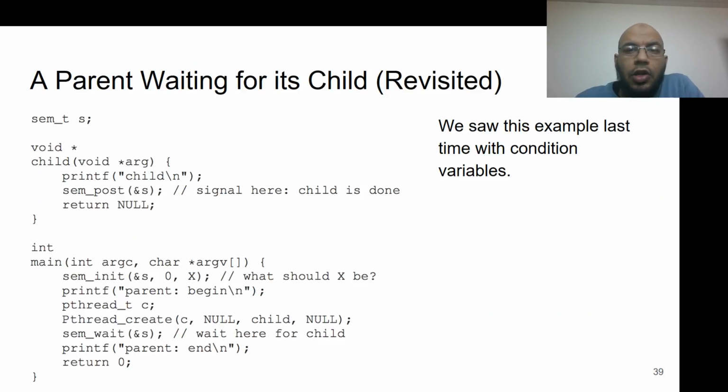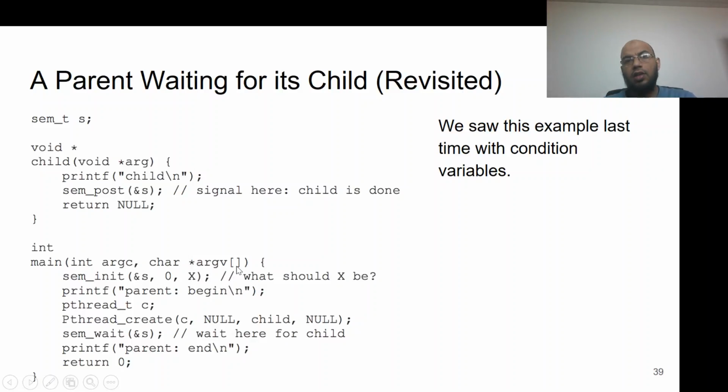Okay, so let's look at a parent waiting for its child again. How do we make the parent wait for a child using a semaphore rather than a lock and the conditional variables? So you have these two pieces of code. You have the child code and you have the parent code. The parent will be the one initializing the semaphore.